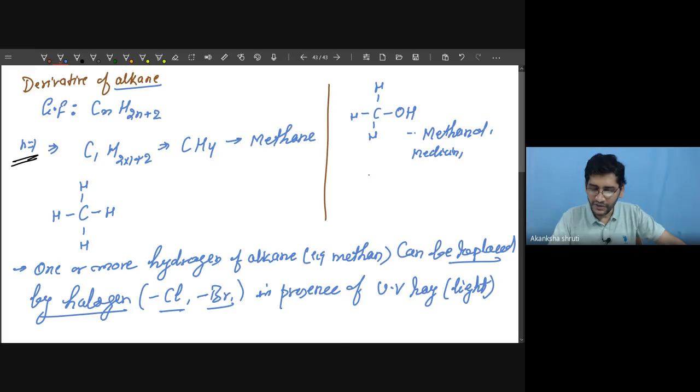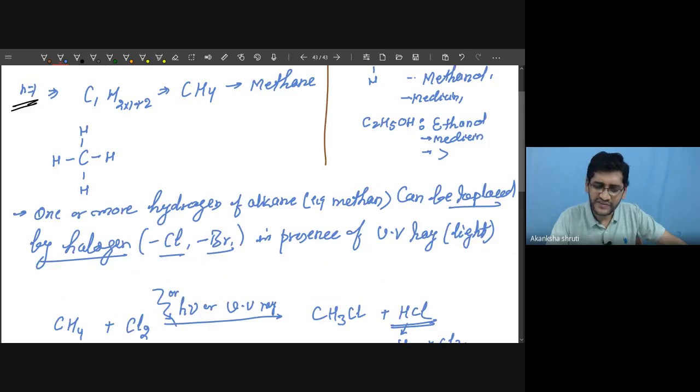This ethanol means C2H5OH. This can be used as a beverage or for drinking purposes. So this ethanol is also for medicine. Other one is the drinking or as the beverage.